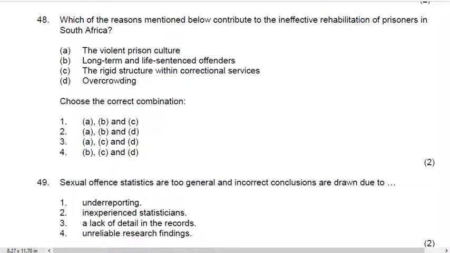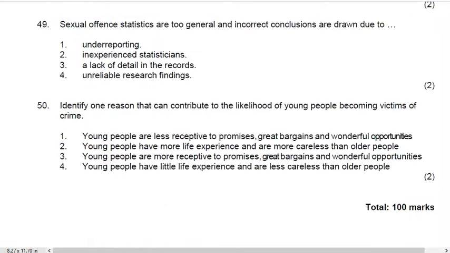49. Sexual offense statistics are too general and incorrect conclusions are drawn due to. The answer is 3, which is a lack of detail in the records. This is found on page 49 of our study guide.